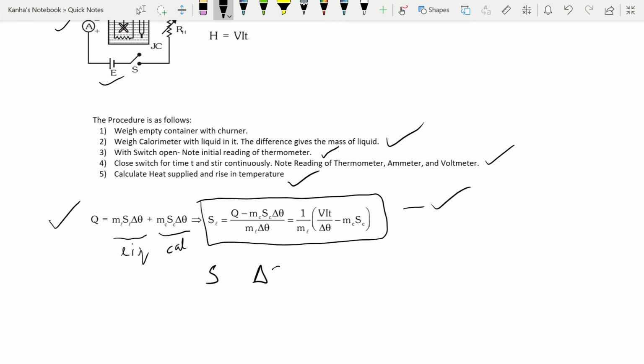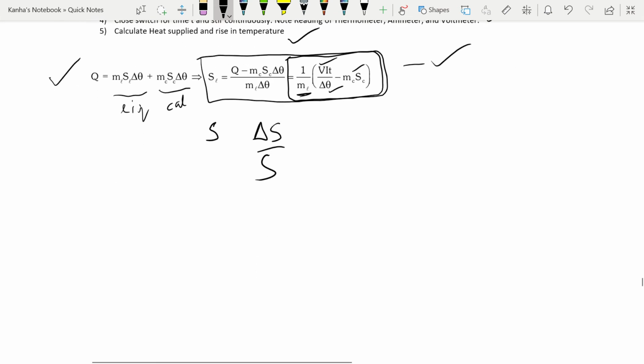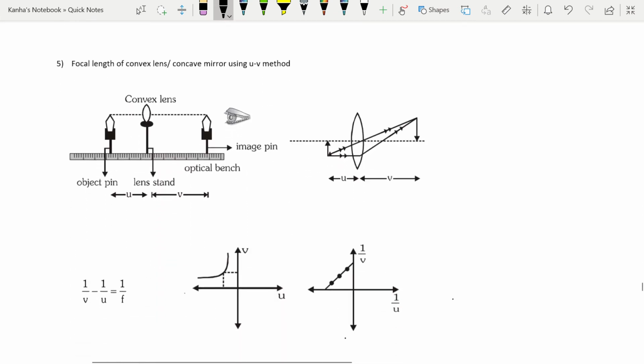You will have to find delta S by S. Okay, and the formula that will be there is this. It depends on mass of liquid, it depends on voltage, it depends on delta theta, it depends on S C. Okay, so the questions will be of the same sort. Let's look at the next experiment.